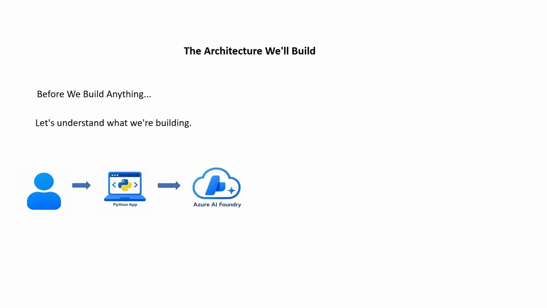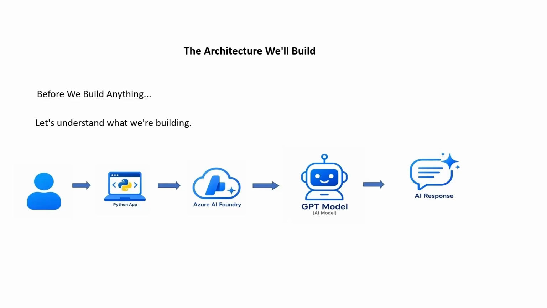Azure routes the request to a GPT model. That model can be GPT-5, Claude, or DeepSeek. It can be any of them. The model generates a response, which is returned back to your application, and from there it gets to you. So this is the application we're building together. To understand how the application works, we first need to understand where generative AI fits within this broader field of artificial intelligence.